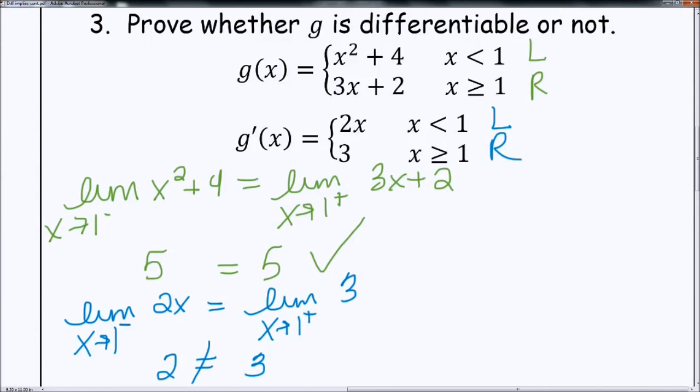And so it looks like my function is coming to a corner where my slopes are not going to be nice. I probably have something that looks like this. It's coming up and then it cuts off. This right here is a corner where my slopes are just not working the way they're supposed to. And so in this case, my function is not differentiable.